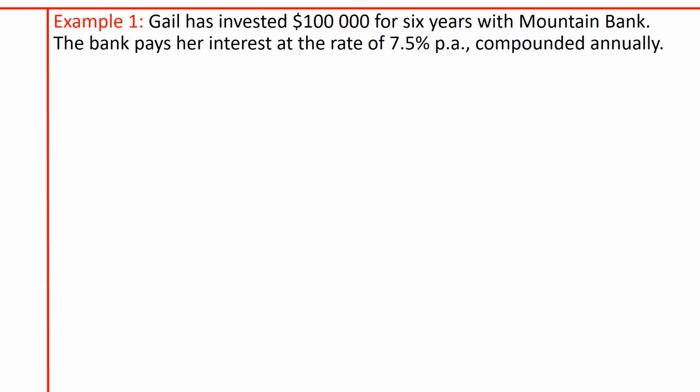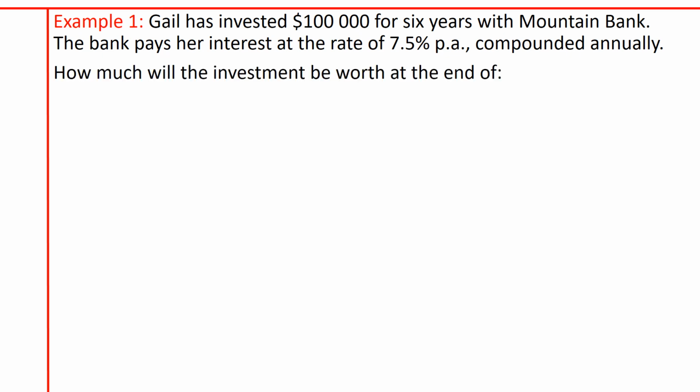Okay, so example 1, again, you should be just doing the working out on that sheet that you've been provided. So in this question, Gail has invested $100,000 for 6 years with Mountain Bank. The bank pays her interest at the rate of 7.5% per annum, which is compounded annually. How much will the investment be worth at the end of, and we'll sort that out in a second.